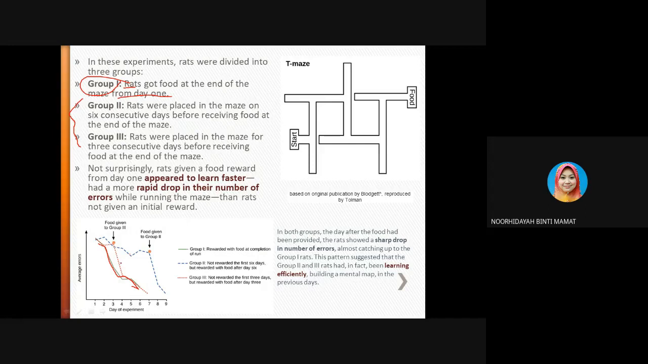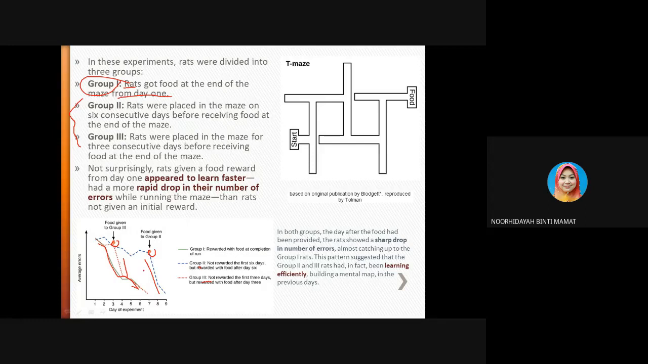Group 2 is the blue line color, and group 3 is the dotted red line color. Group 2 was not rewarded for the first 6 days, but was rewarded with food after day 6. Group 3 was not rewarded for the first 3 days, but was rewarded with food after 3 days. In both group 2 and group 3, the day after the food had been provided, as you can see from here, the rats show sharp drops in the number of errors, almost catching up with the group 1 rats.